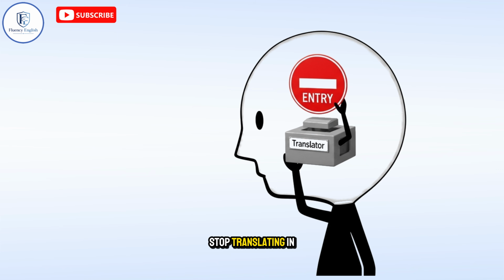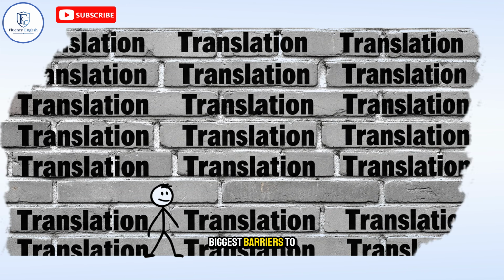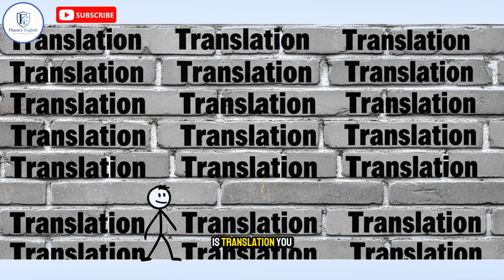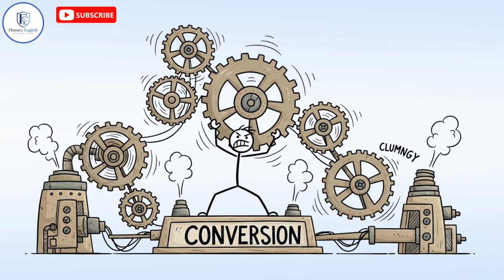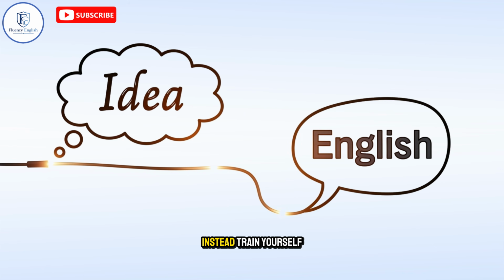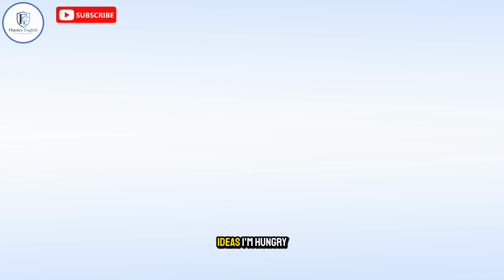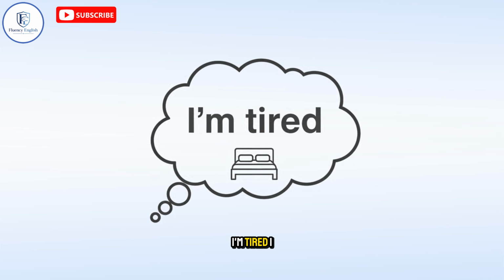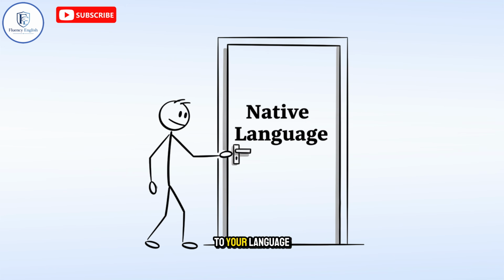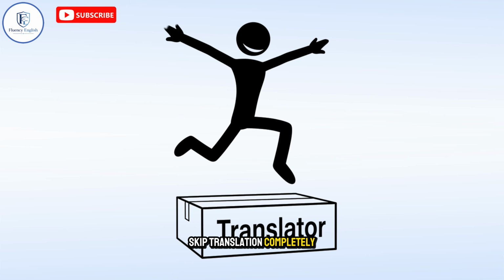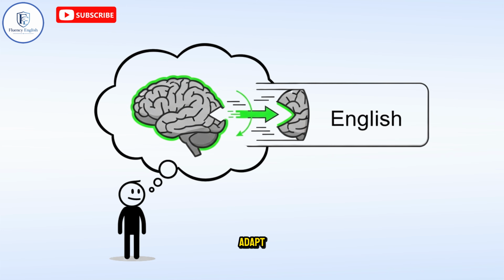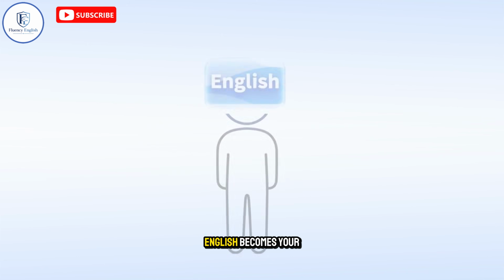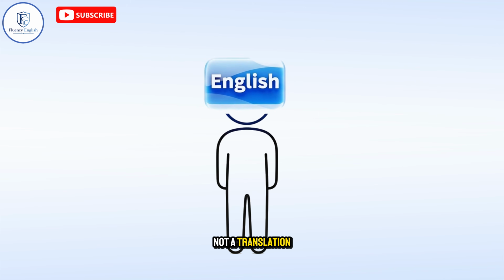3. Stop translating in your head. One of the biggest barriers to speaking English is translation. You think in your native language first, then try to convert it into English. This slows everything down. Instead, train yourself to think directly in English. Start with simple ideas. I'm hungry. I'm tired. I want to rest. Don't go back to your language. Skip translation completely. At first, it will feel difficult. But with practice, your brain will adapt. And over time, English becomes your first thought, not a translation.